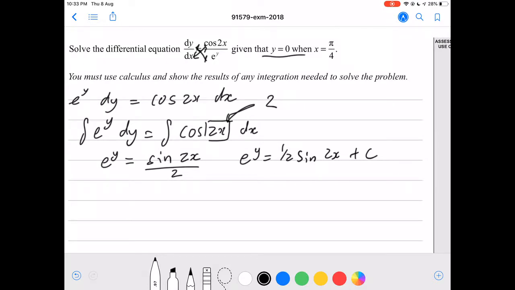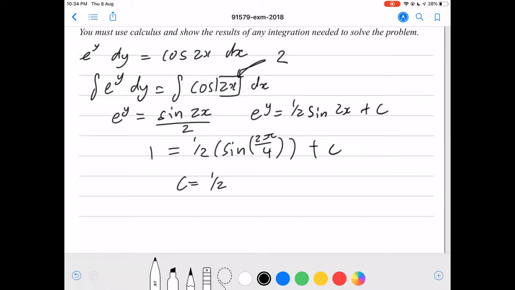So now we can solve when y equals 0, x equals pi over 4. So e to the power of 0, that's just 1. So we just say 1 equals 1/2 of sine of 2 pi over 4 plus c. And you should get your answer as c equals 1/2. When you get up to here, it's just a matter of using your calculator correctly. So you just plug everything into your calculator and you solve for c.